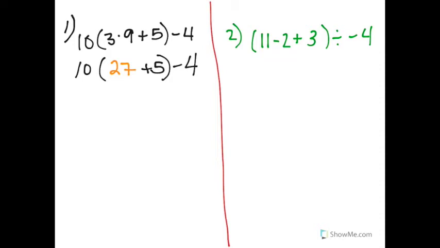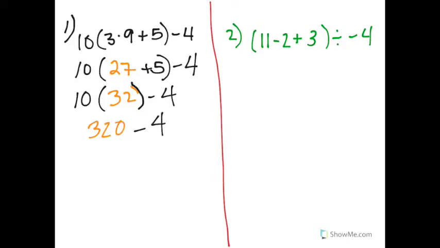Now we do, again, what's inside the parentheses, and what's inside the parentheses is 27 plus 5, which is 32, minus 4. Now we have to do multiplication, because that's what's next. Multiplication happens before subtraction. So 10 times 32 is 320 minus 4. Now we just do 320 minus 4 and we get our answer of 316. You're going to see me use a different color pen every time I change something in the next line of the equation. I'm going step by step here just so you guys can see it.